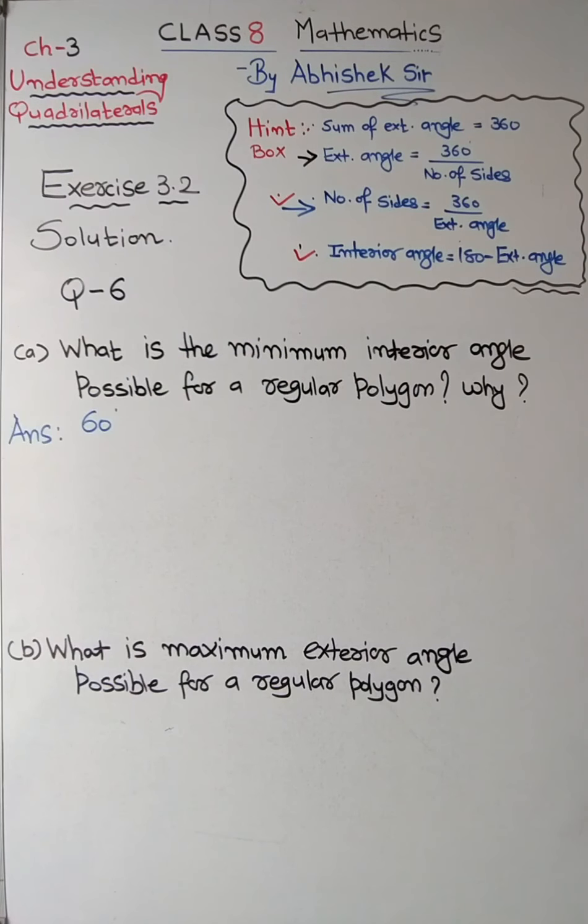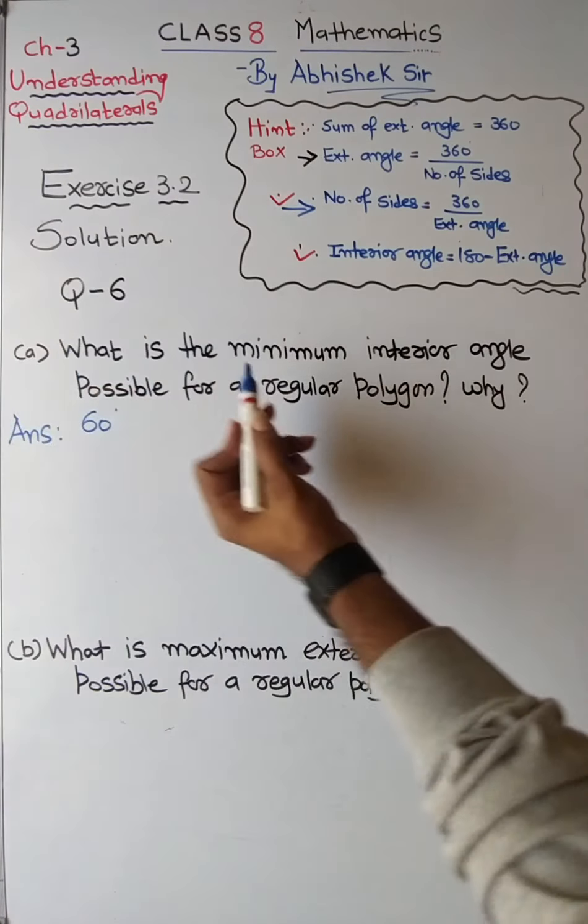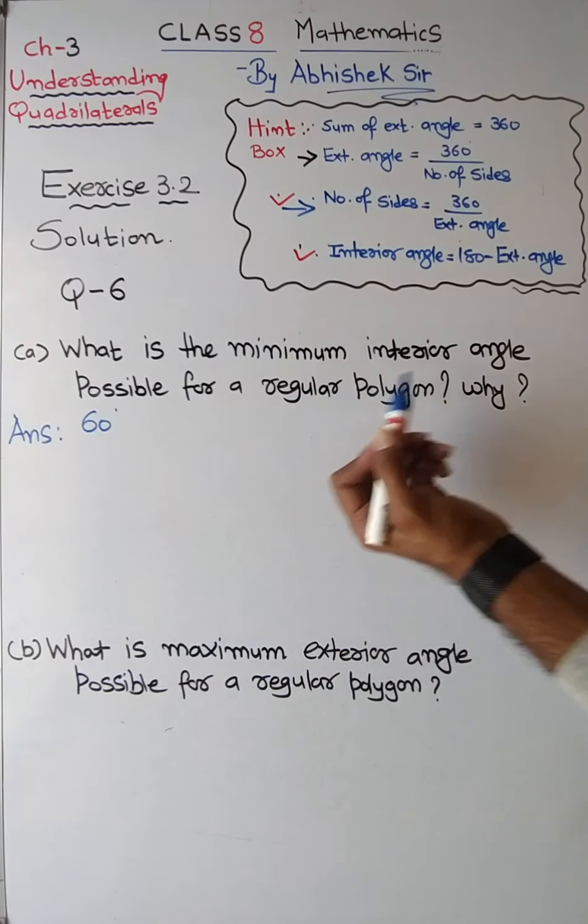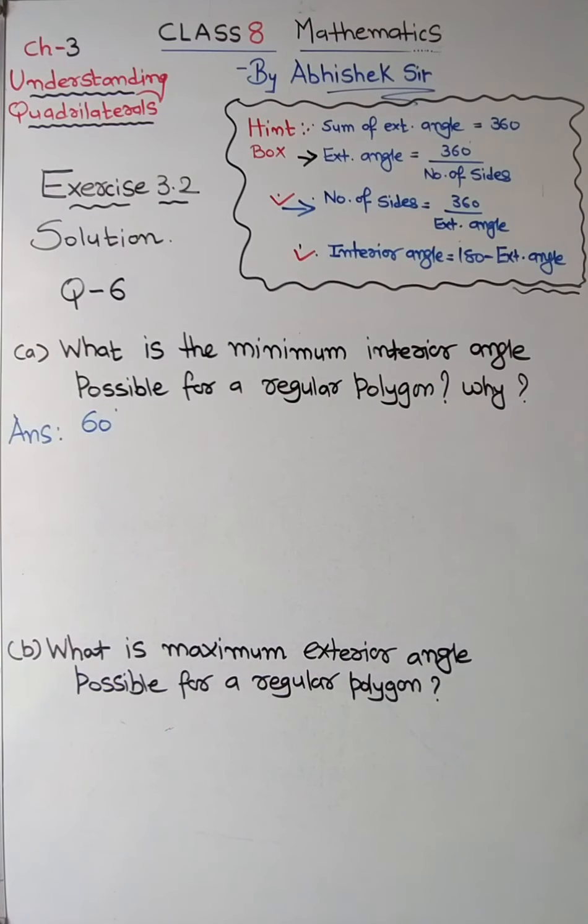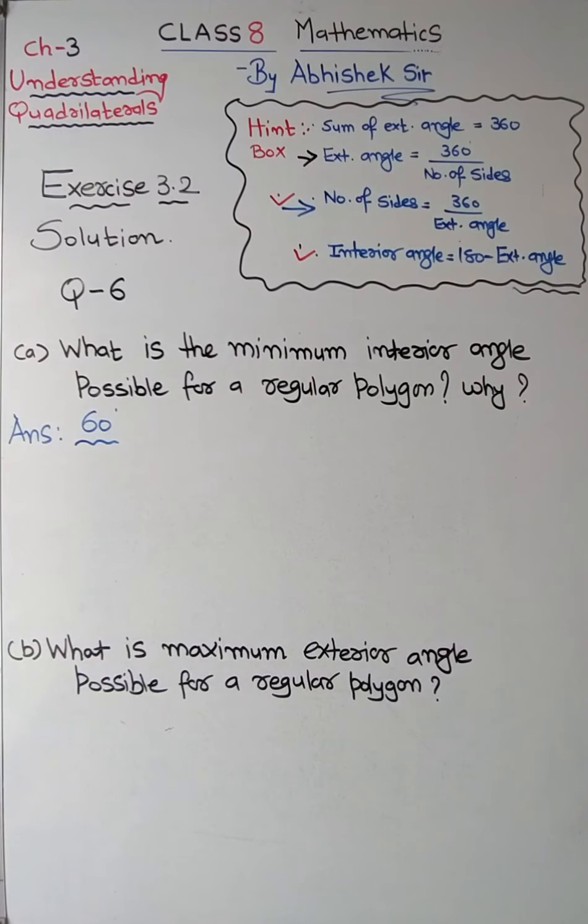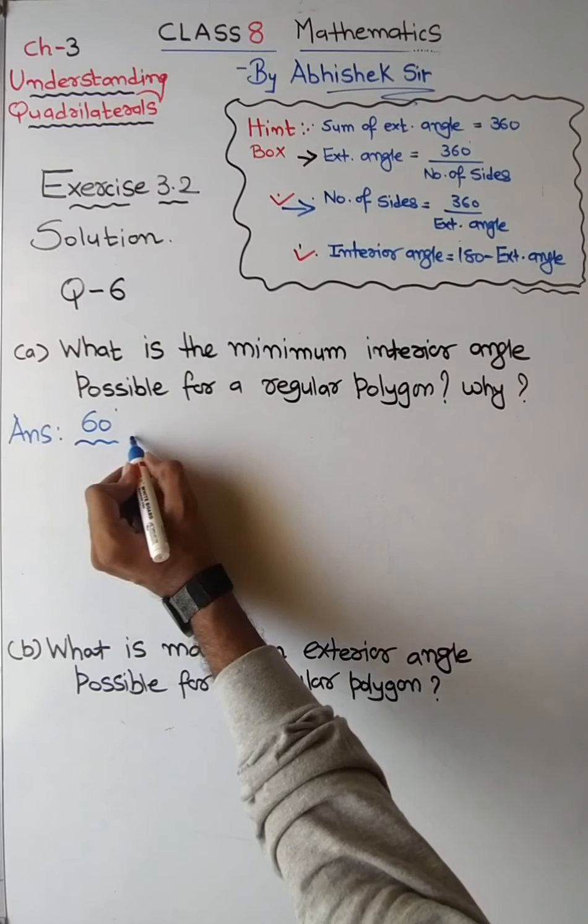Moving on to the last question of this exercise and the last question of this video. They have asked: what is the minimum interior angle possible for a regular polygon and why? The answer here is 60. But let us find out why the answer is 60. And they have asked why, so we have to write the reason also. So let us start with giving the reason.